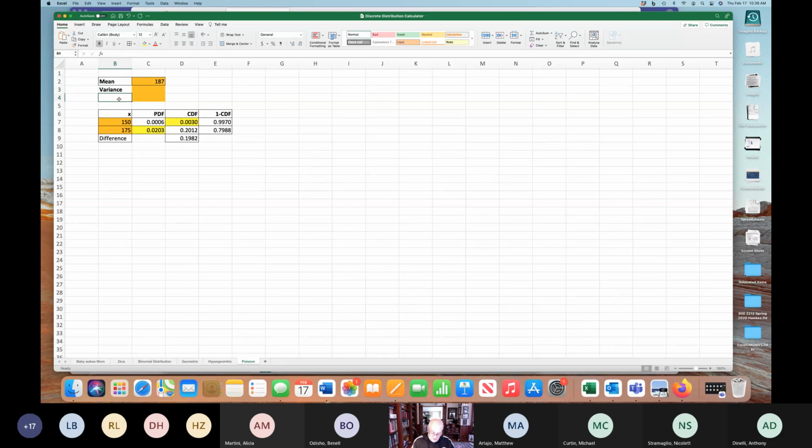Insert. So we have variance. I think we did this last time. I just don't remember what it was off the top of my head. Standard deviation. All right, and let me make these yellow because these are going to be calculations. The variance is equal to the mean. The standard deviation is just the square root of the mean.